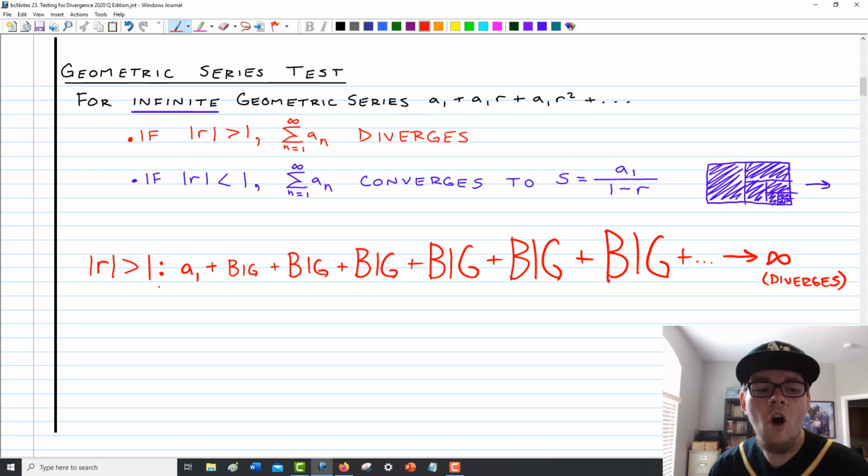So the idea is if r is bigger than 1, the terms' magnitudes just keep getting bigger and bigger, and our sum has to approach one of the infinities. And that is, by definition, divergence, more than anything else.